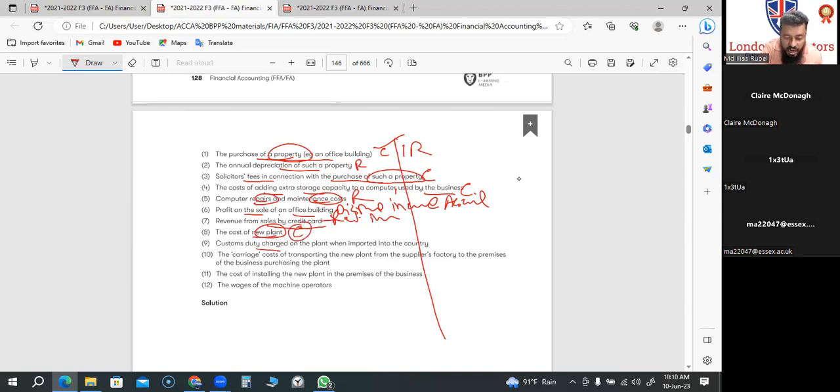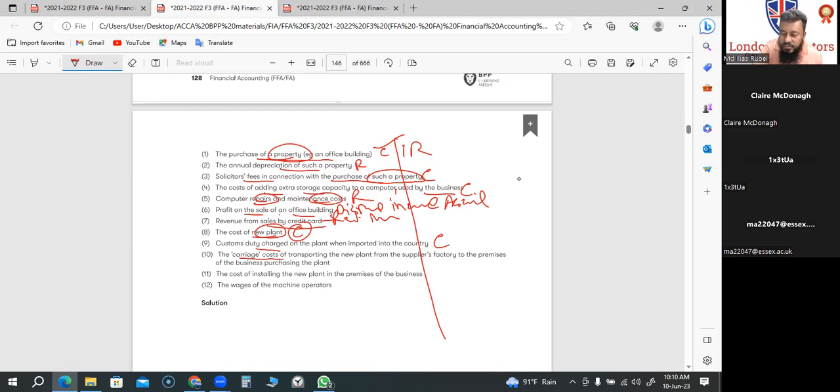Customs duty charged on the plant when imported into the country. Interesting one, isn't it? Yeah, good writing. People are already saying it's a capital expenditure. Yeah, that is charged to your non-current asset. Customs duty, you can't get rid of it. You can't get it back from anyone else. So, yeah, you import it. That's the cost of your asset.